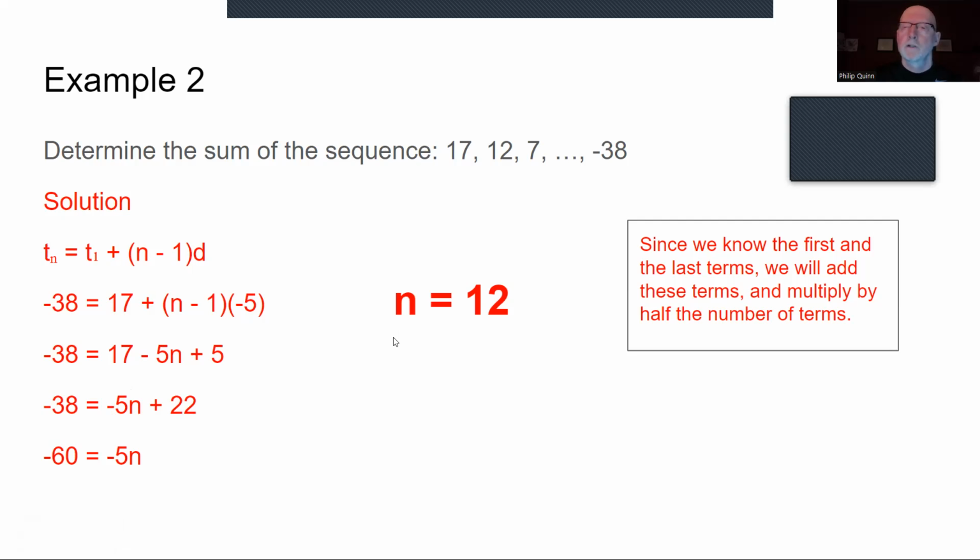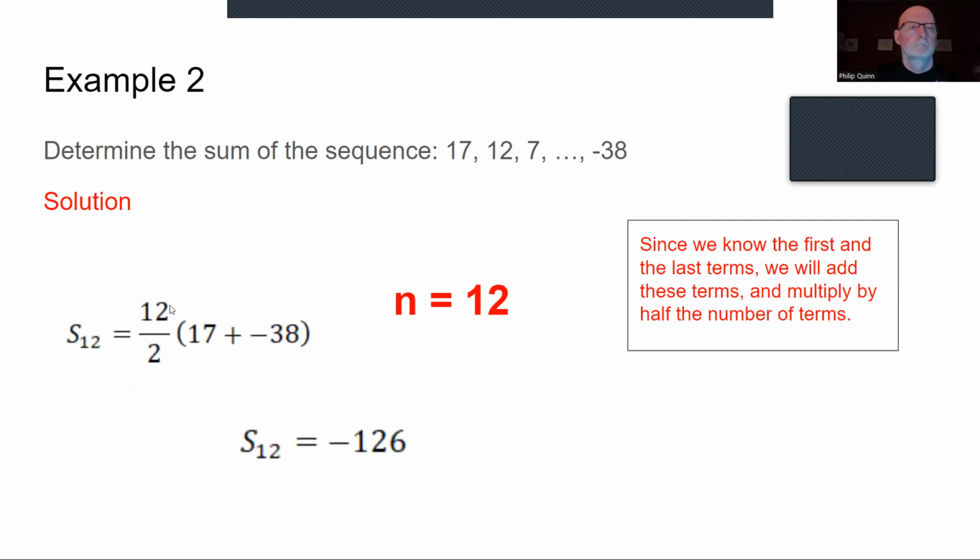So since we know the first and the last terms, we will add these terms and multiply by half the number of terms. That's what that formula tells us to do. So let's do it. Sum of 12 terms, 12 divided by 2, half the number of terms. Add the first and the last term together. And we get a sum of negative 126. So we can get a sum that's positive or negative.